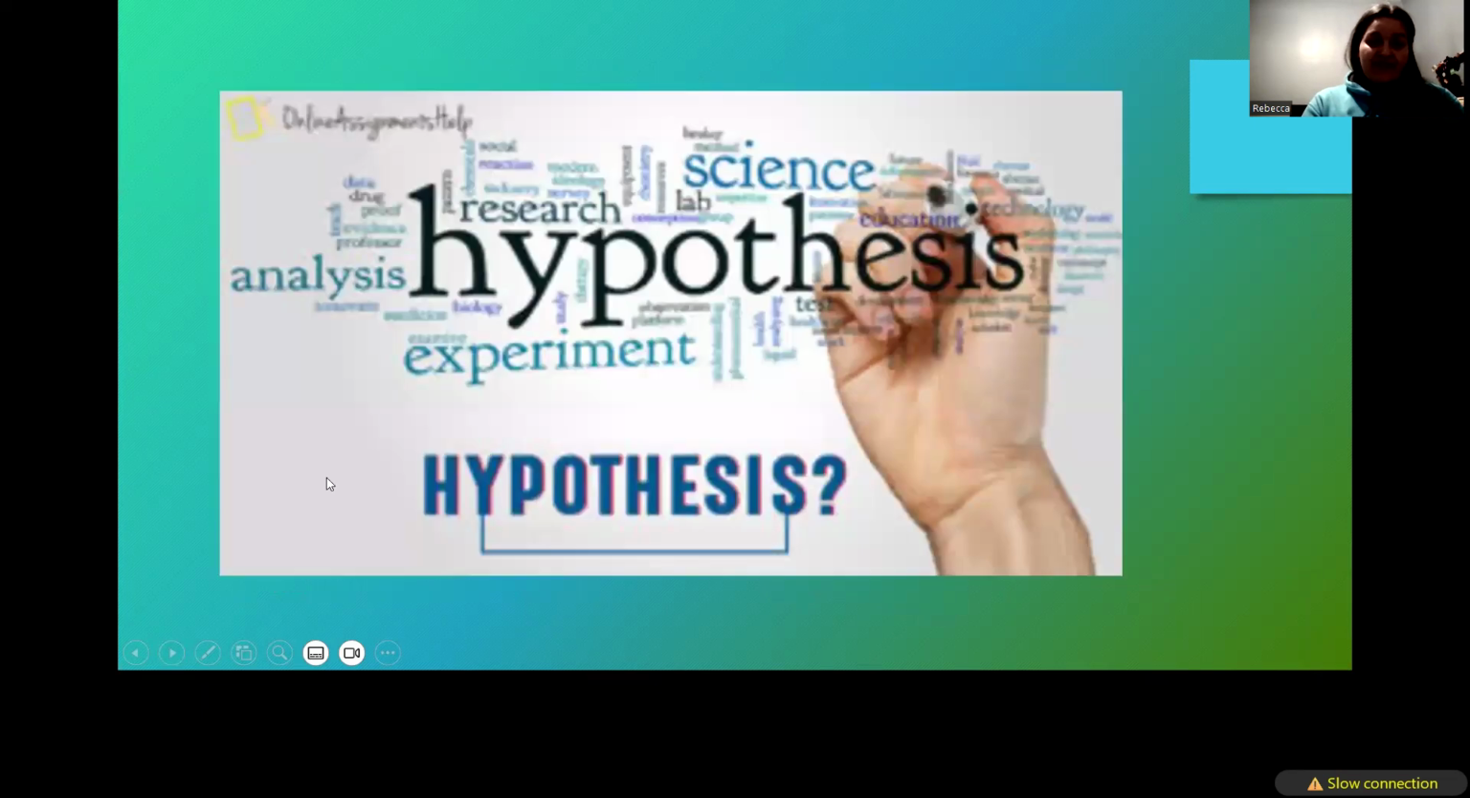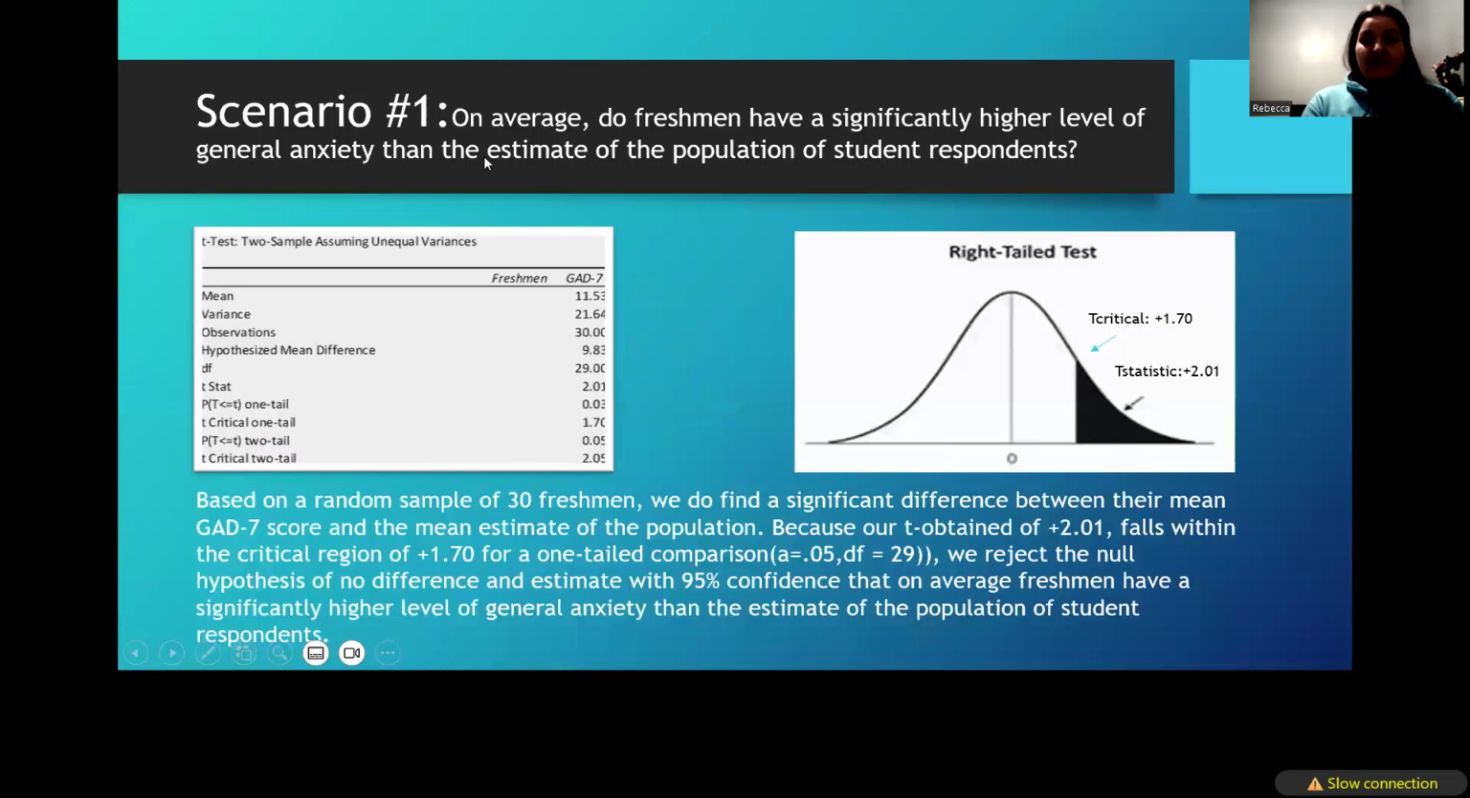We did some hypothesis testing. And for our first scenario, we ask, on average, do freshmen have a significantly higher level of general anxiety than the estimate of the population of student respondents? And yes, we do find that based on the random sample of the 30 freshmen, we do find a significant difference between their mean GAD-7 score and the mean estimate of the population.